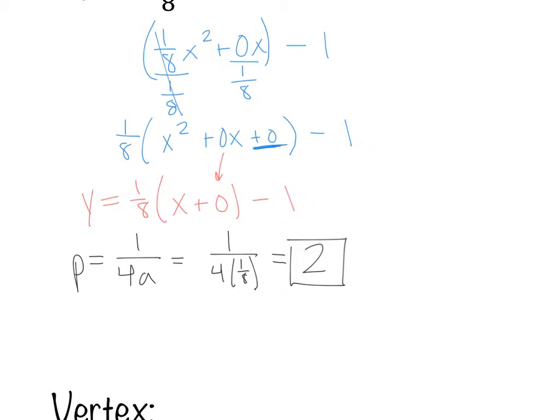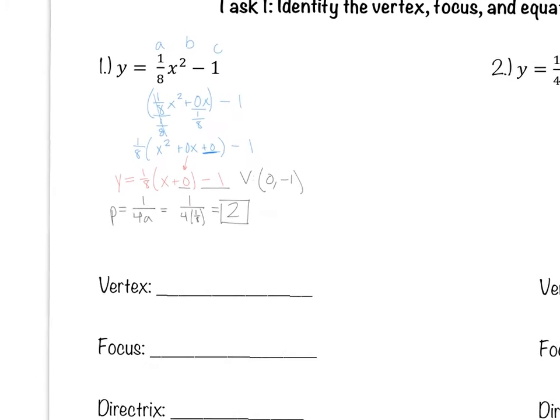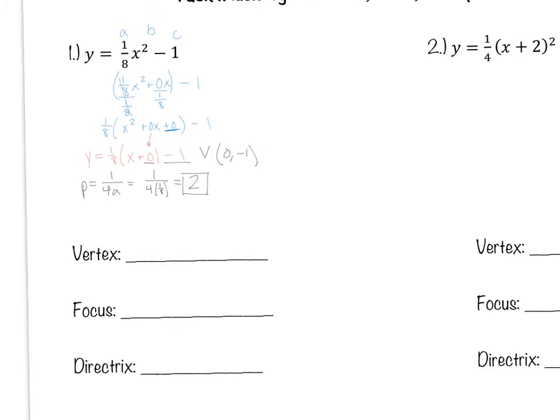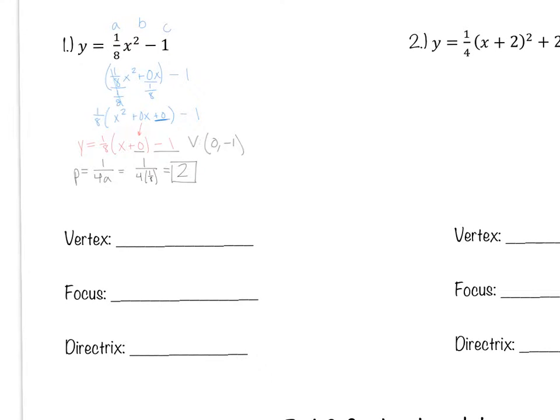Now, we didn't actually mention the vertex, but we can find the vertex because now that we have this in vertex form, we know our vertex. So the vertex is 0, -1. So now I'm going to plot these. If you're looking at the tasks, this is from the task cards link that's there on Canvas. We can identify our vertex is 0, -1.